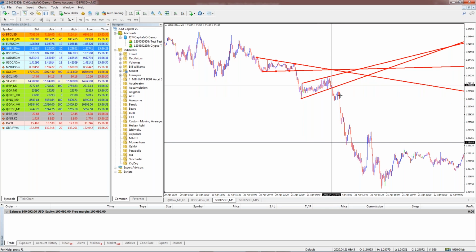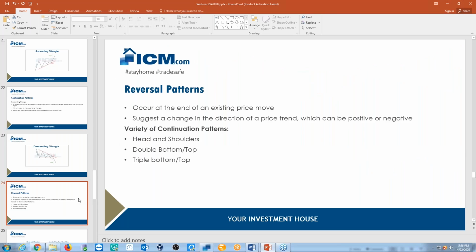So these are two continuation patterns on the British pound 5 minutes chart that occurred on 20th and 21st of April. So now we'll leave you with Sai to talk about reversal patterns.